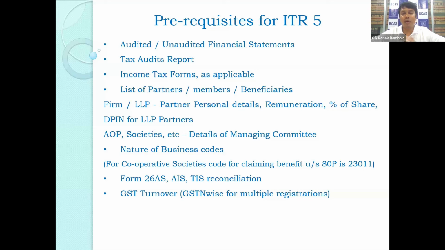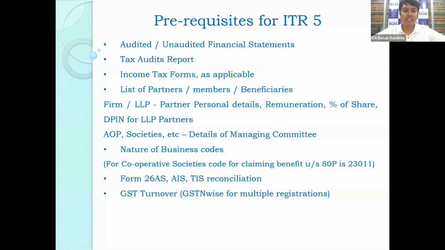And for this, only one suggestion which I would like to bring is for cooperative societies, when you are claiming deduction under section 80P, that is for interest from cooperative banks or other credit cooperative societies, you have to mention the code as 23011. People often do not have knowledge of this specific code, but now I think the income tax department has given this specific code for cooperative societies for claiming benefit under section 80P.